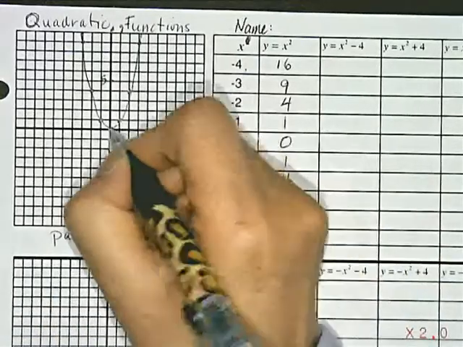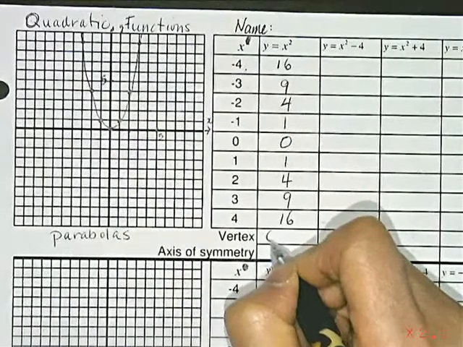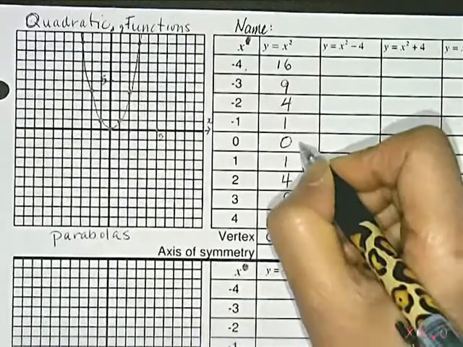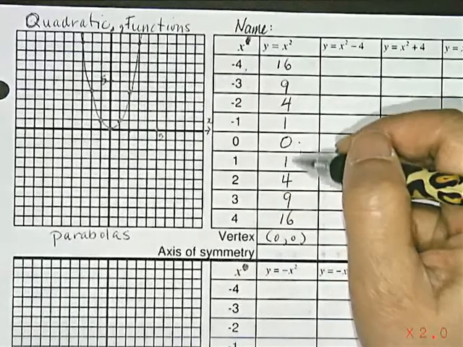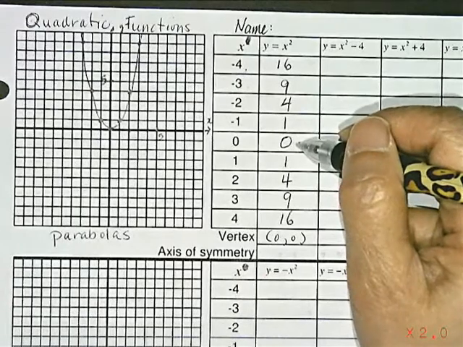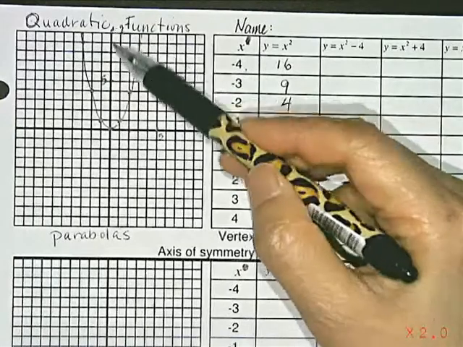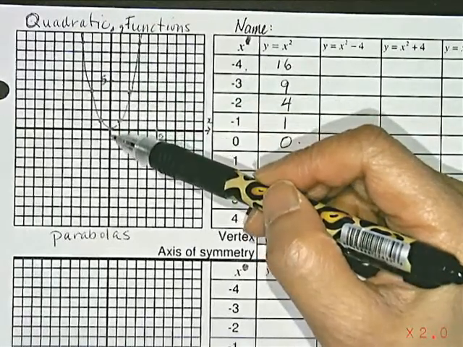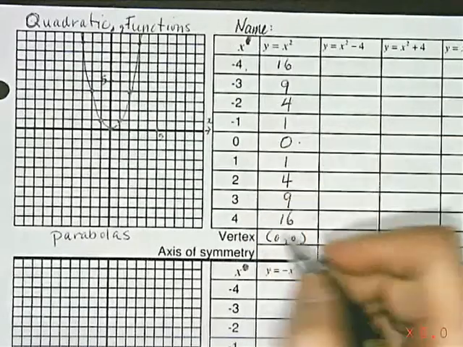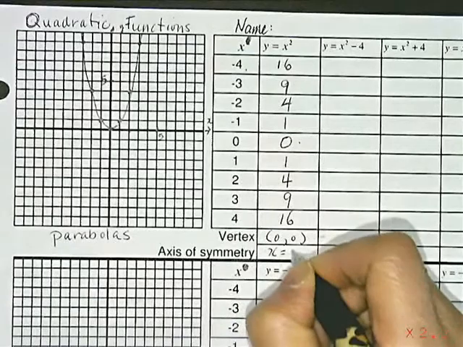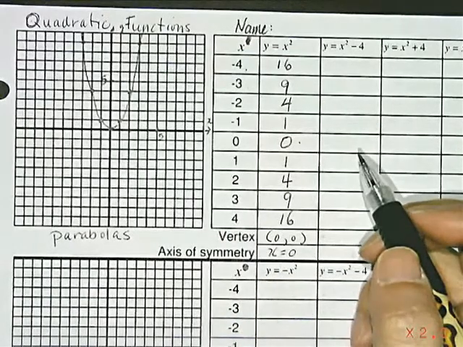And in this case, this parabola has a vertex, a bottom point of 0, 0. That's this one right here. The lowest value in my list of squared numbers here is 0. The axis of symmetry is the fold line. So if I were to fold this parabola in half, then x equals 0 is the axis of symmetry. Okay, so the first one's done. Let's do the next one.